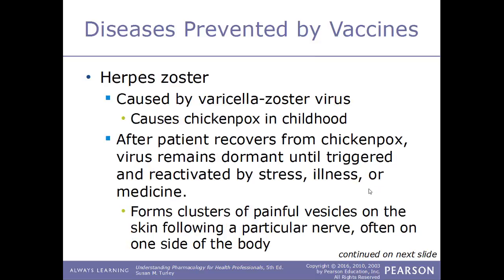Herpes zoster is caused by the varicella zoster virus. It's the virus that causes chickenpox in childhood. Now, after a patient recovers from chickenpox, the virus will remain dormant until triggered and reactivated by stress, illness, or medicines. And when it does get reactivated, it will form clusters of painful vesicles on the skin that follow the pathways of peripheral nerves. And at this point, this is called shingles.